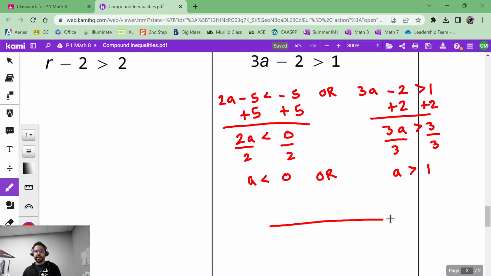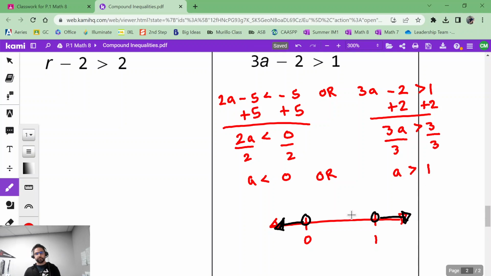All right, quick graph. Smaller number on the left, which is 0, larger number on the right, which is 1. According to this, they are both open dots. a is less than 0. So again, we're not going to shade in between. a is less than 0, which means we shade to the left. a is greater than 1, which means we shade to the right.